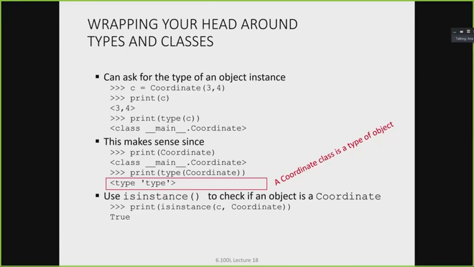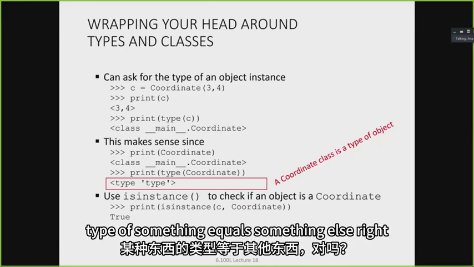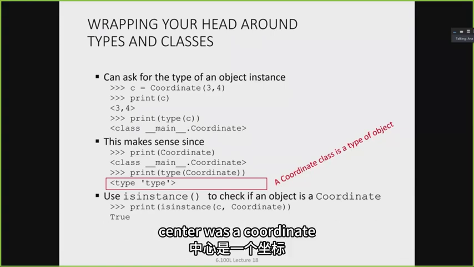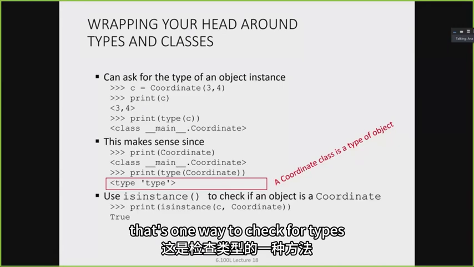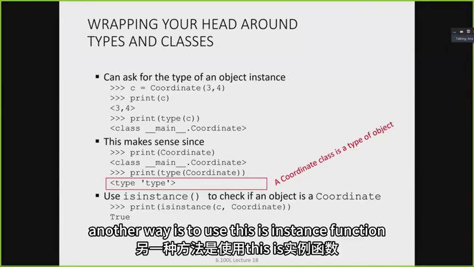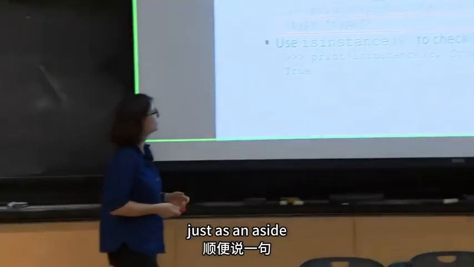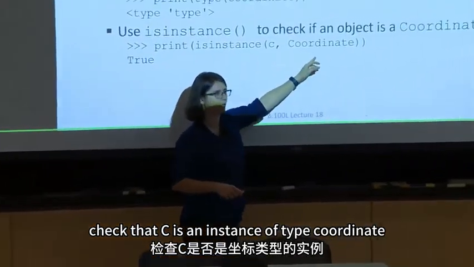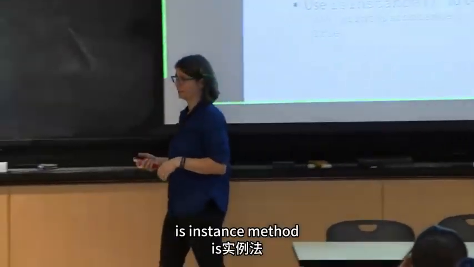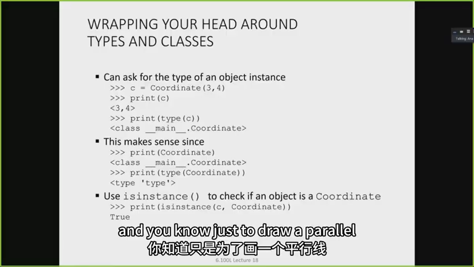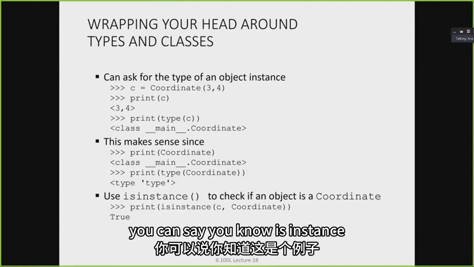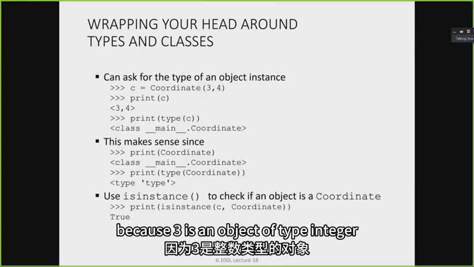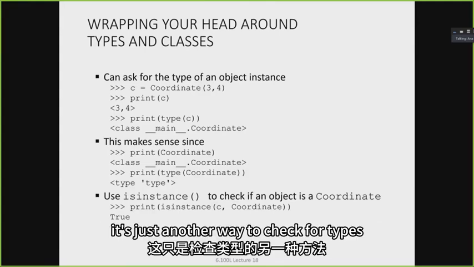Okay. One more thing. So we've used the type of something equals something else, right? When we checked that the type of the circle's center was a coordinate. That's one way to check for types. Another way is to use this isinstance function, just as an aside. So you can check that C is an instance of type coordinate by using this isinstance method. And this will tell you true. And just to draw a parallel, you can say isinstance 3, int. That would also say true, right? Because 3 is an object of type integer. It's just another way to check for types.